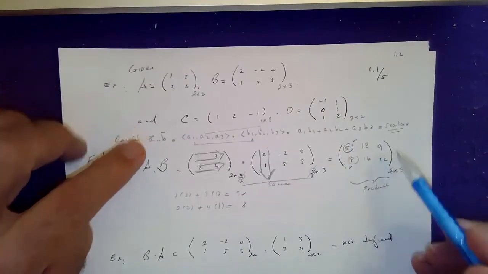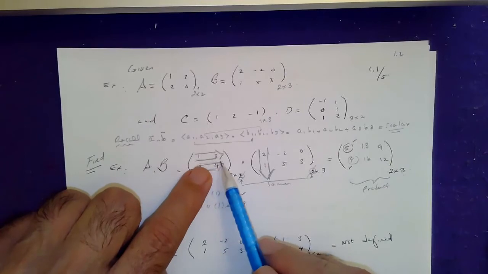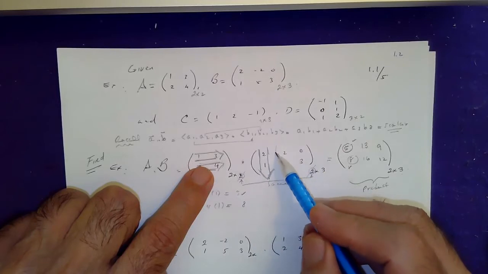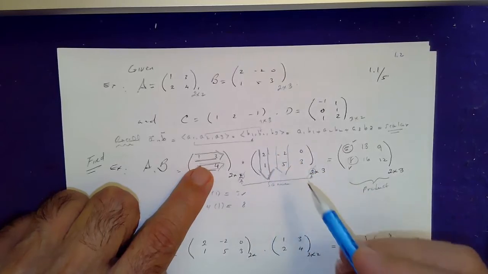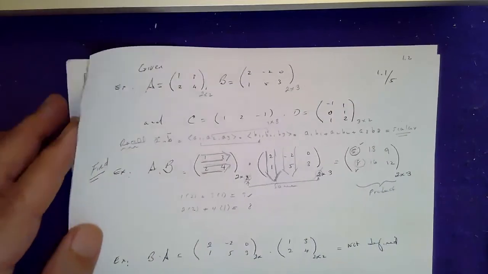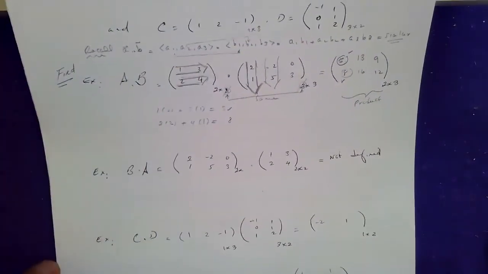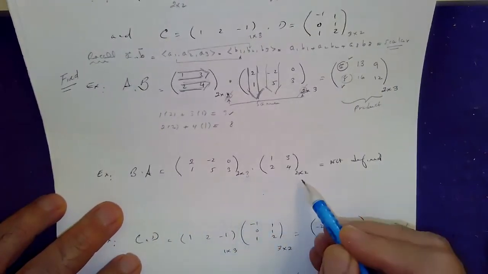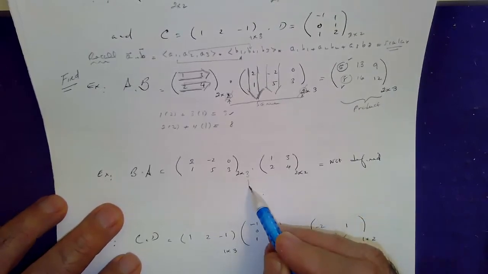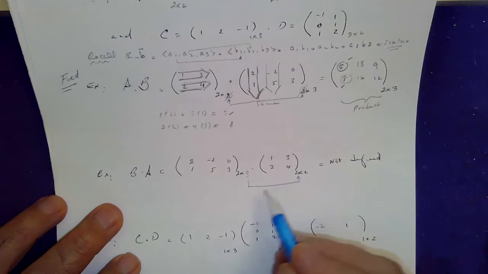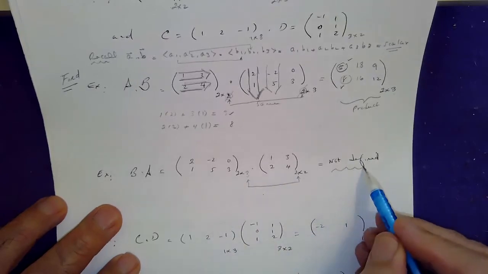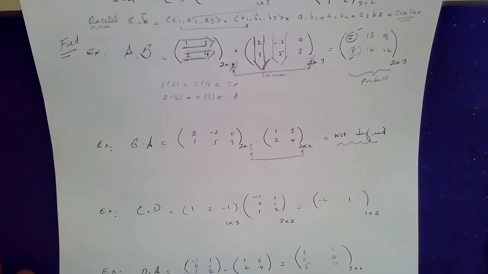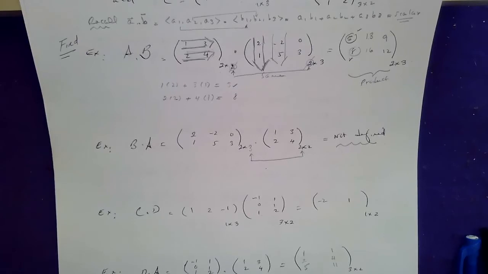To get these other numbers, you take the row vector of matrix A and dot product it with the second column of matrix B, and so on and so forth. Do you see it? The next one is B times A. This is 2 by 3. This is 2 by 2. The number of columns here does not match the number of rows there, so this is not defined. Make sure you only find the answers for the product of two matrices when it is defined.